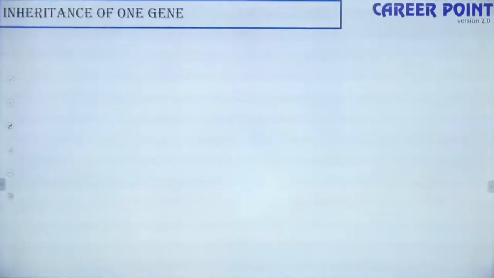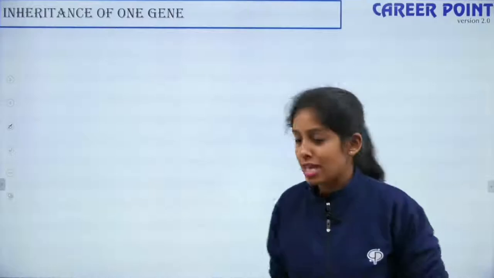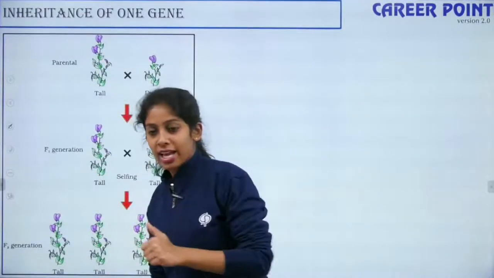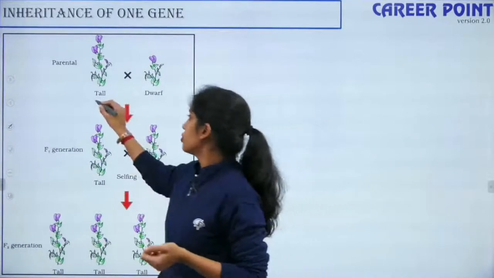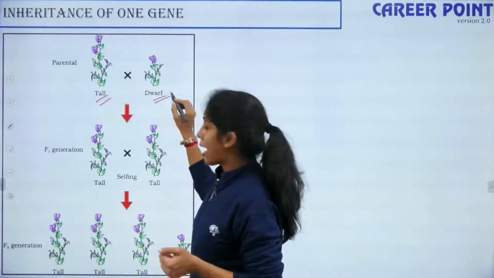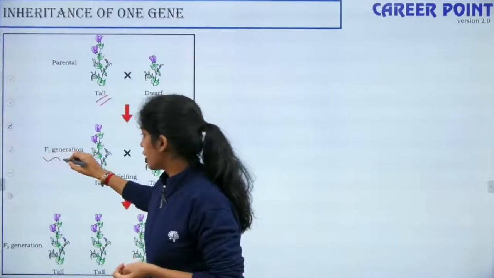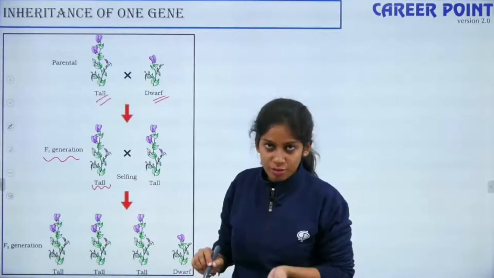So let's move forward to inheritance of one gene. This is how Mendel started his work. He worked on Pisum sativum. I guess by now it is clear. He chose two parents, one tall parent and one dwarf parent. When he cross-pollinated them, in the first generation he got a tall child, a tall offspring.